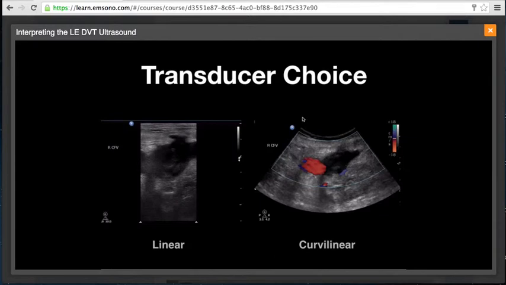I just want to bring up here one more time about transducer choice. I mentioned in the performance video that you can use either a linear or a curvilinear. In larger patients, you may have to use that curvilinear transducer in order to penetrate to an adequate depth. So the choice of a transducer is really based on the area that you're scanning and how deep you need to penetrate. So while in most cases you're going to use a linear, don't forget in larger patients you're most likely going to have to switch to a curvilinear transducer.